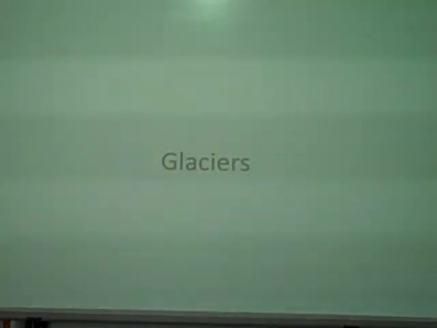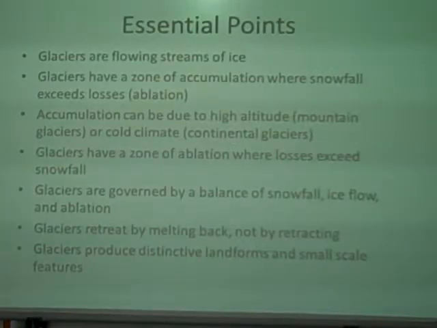First of all, thinking about glaciers, just recapping the last video, what we've got to understand is that glaciers are flowing streams of ice. They have their zones of accumulation and ablation. The movement and the processes related to a glacier are governed by the balance of snowfall, ice and ablation. Glaciers retreat by melting back, not by retracting, and glaciers produce distinctive landforms. The distinctive landforms are going to be what we focus on today.